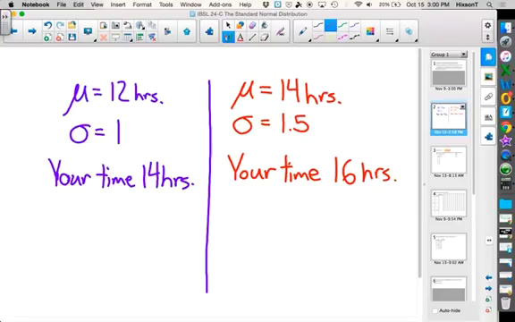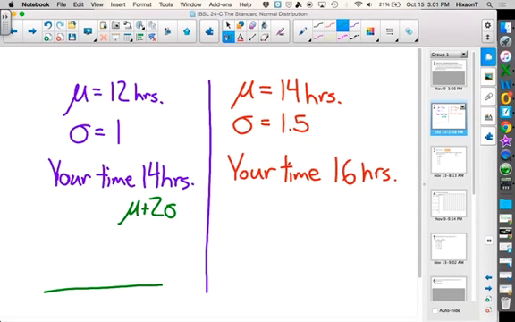The idea here is, why would you say we did better the second year? Because in the first one, you're 2 standard deviations higher than the mean, and in the second one, you're more than 1 less than 2 standard deviations above the mean. So here, that 14 hours is 2 standard deviations above the mean.